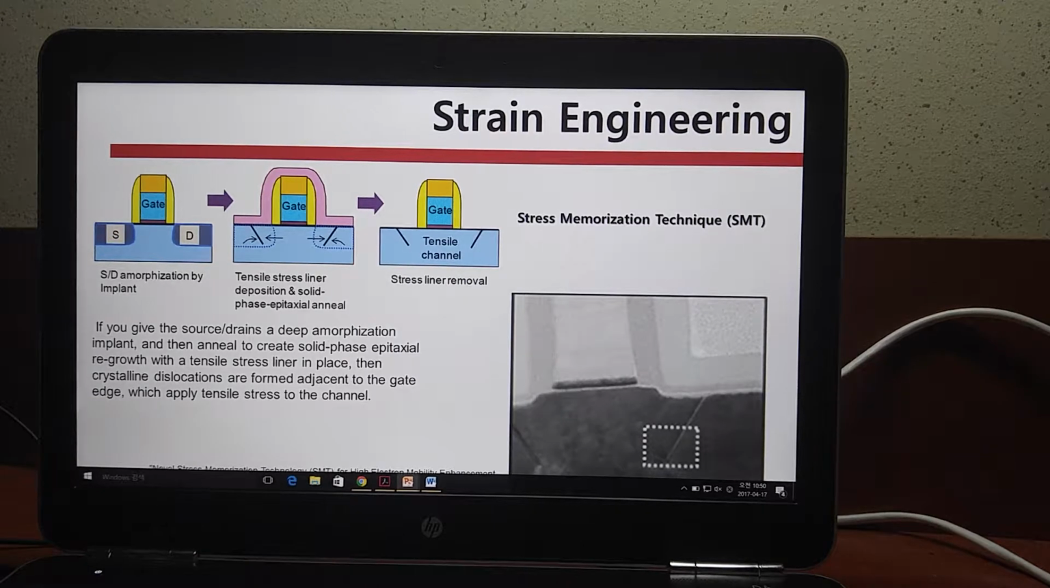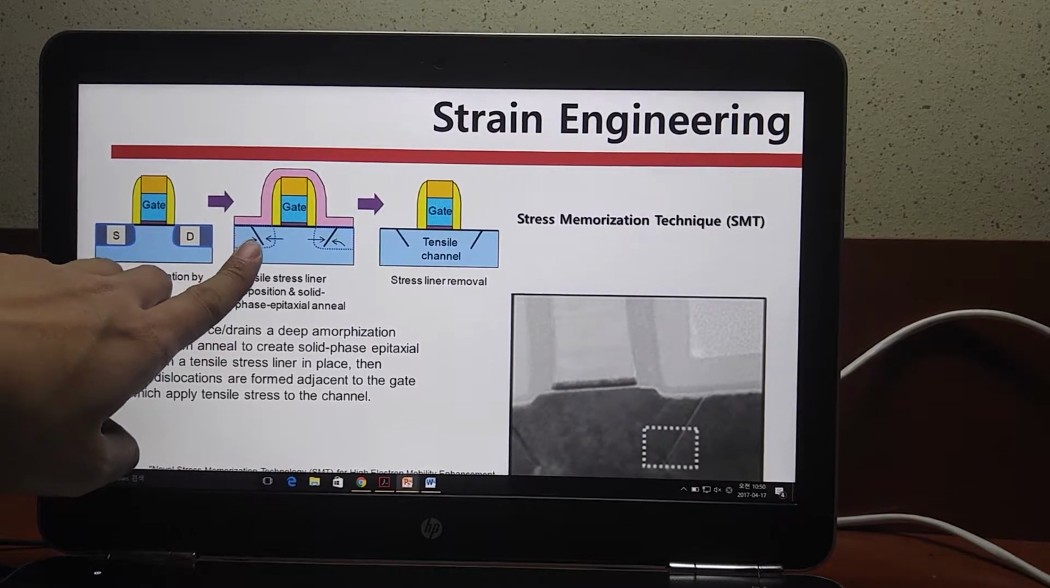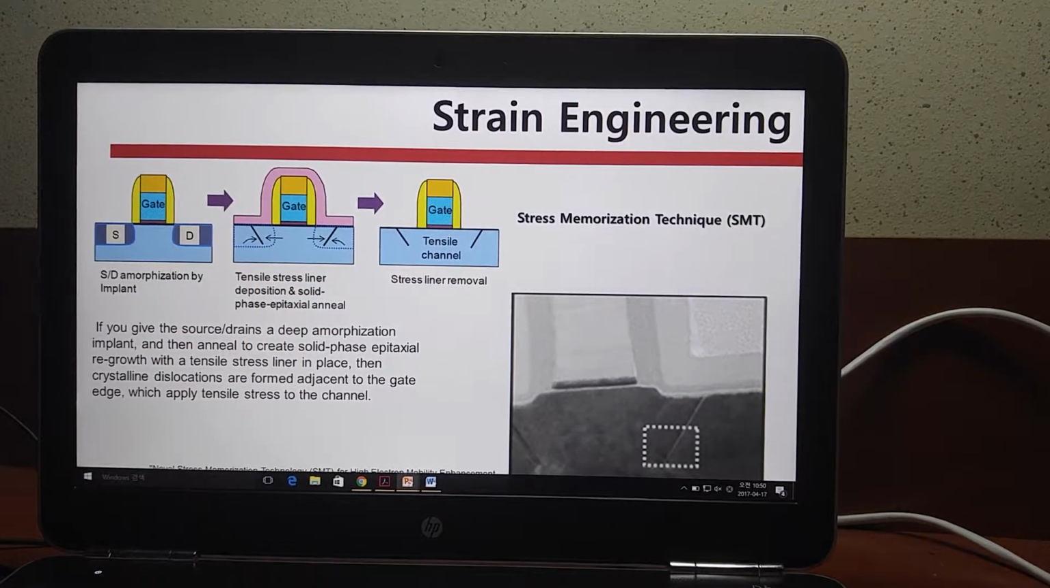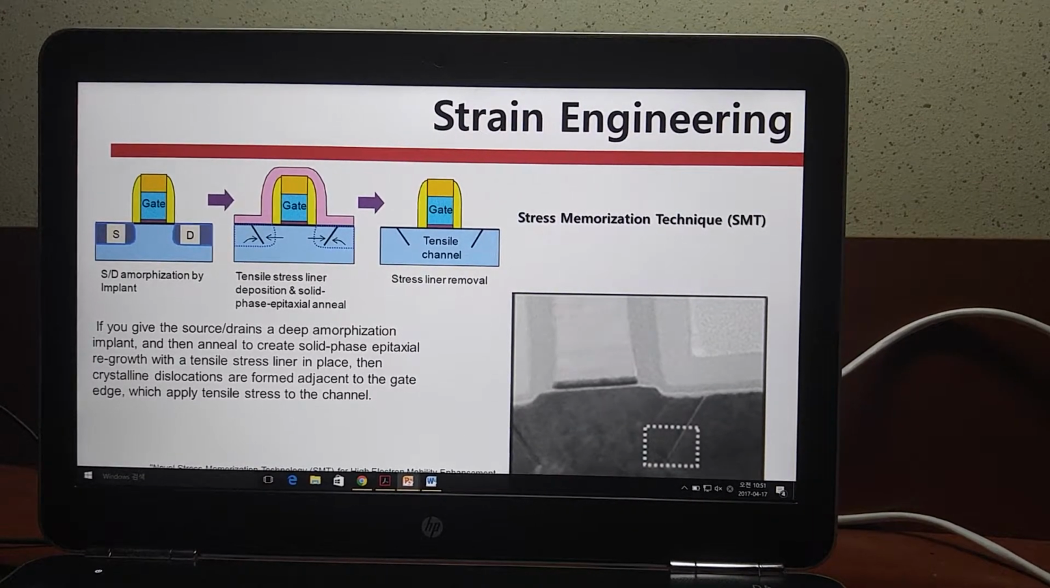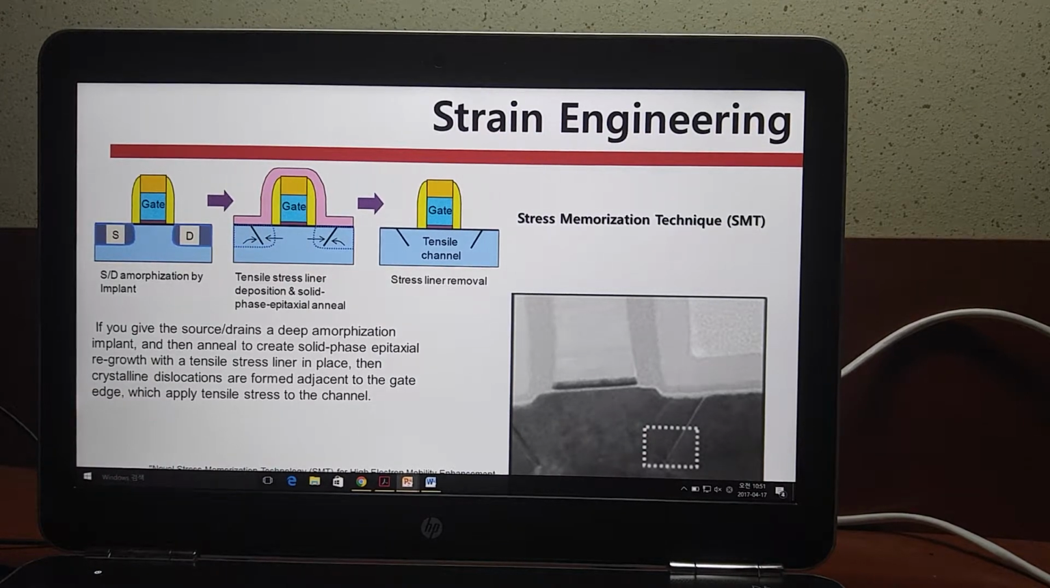Next, SMT is a derivation of the stress memorization technique. As you can see in this diagram, there exists a crystalline defect in the position of the source and drain here and here, and each role is to memorize each strain. But it also has defects as well. Due to each defect, the duration is short and the contact resistance could increase and it could cause a short.